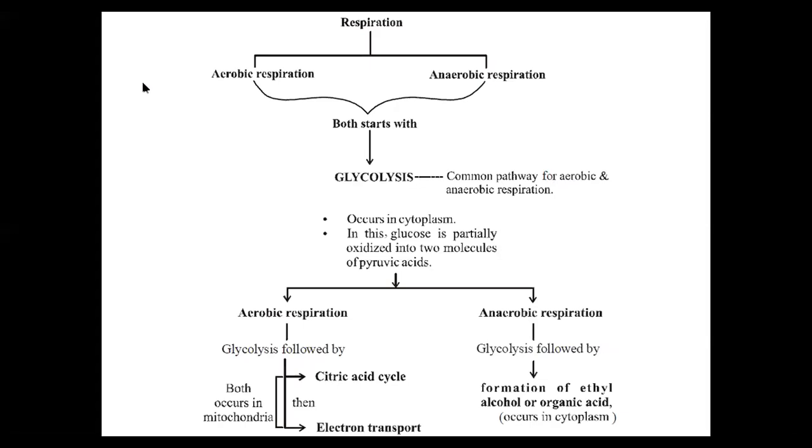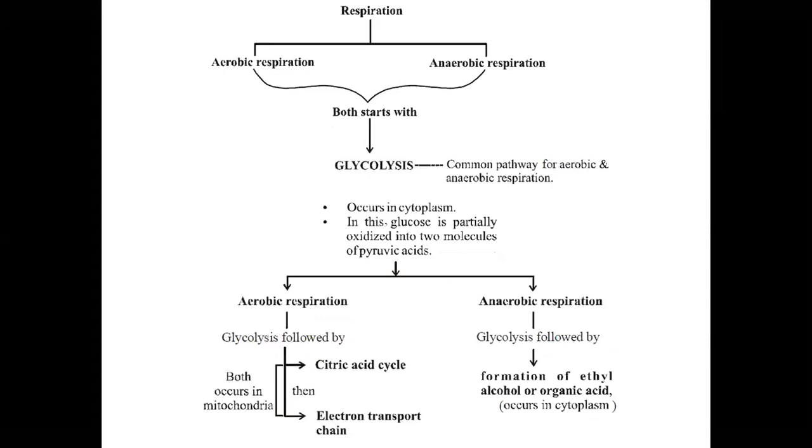Now once pyruvic acid has been formed, if the oxygen is present, go with aerobic respiration. If oxygen is not present, then it will take the pathway for anaerobic respiration. So in the case of aerobic respiration, glycolysis is followed by citric acid cycle and then electron transport chain. Citric acid cycle and electron transport chain both occur in mitochondria.